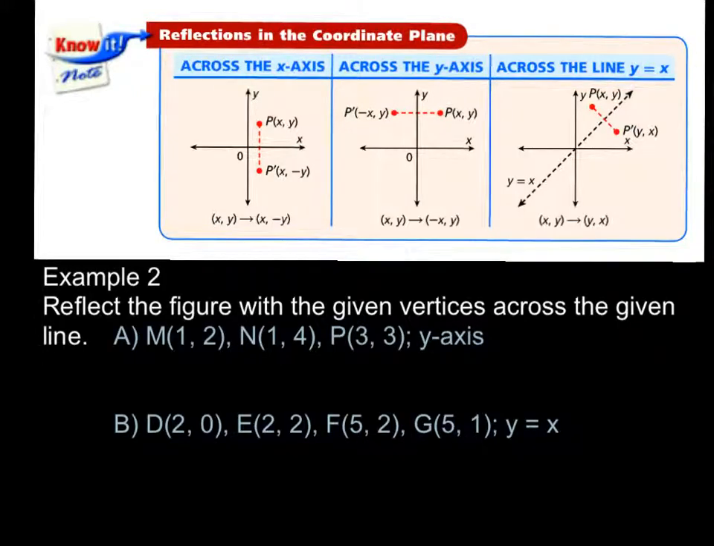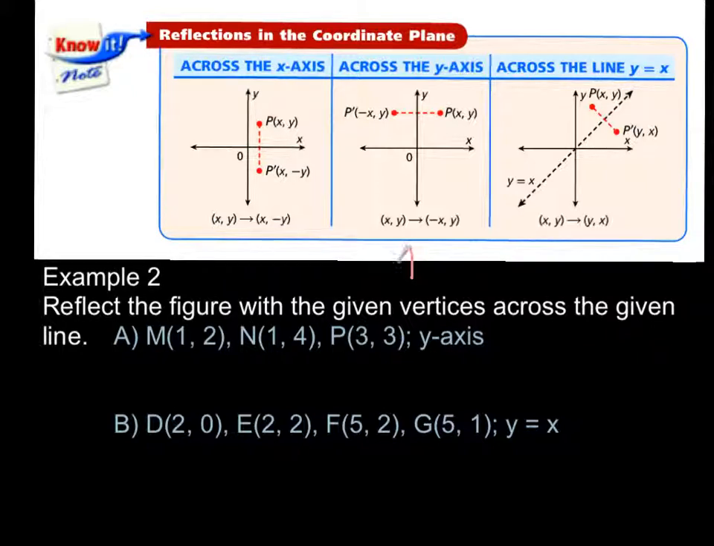So let's look at example 2. Reflect the figure with the given vertices across the given line. Now these can be easily done by actually graphing, but we can actually use the chart we have up top, and we don't have to graph. So let's go to part A. We're going to reflect part A, which is triangle MNP, across the y-axis.